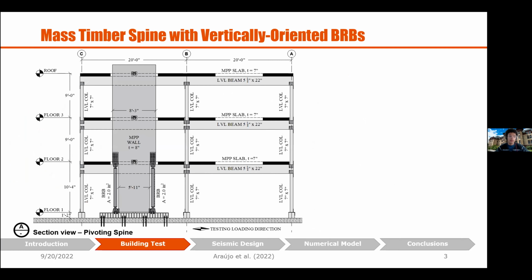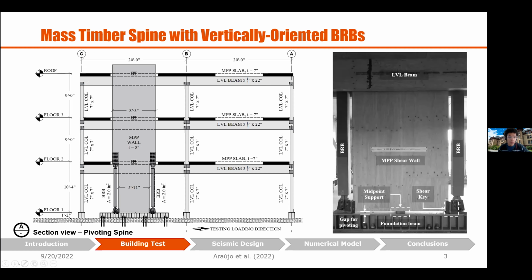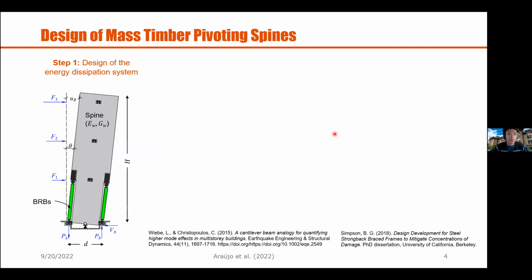So at OSU, we designed and built a three-story building that employs a mass timber pivoting spine, as you can see here, with BRBs as energy dissipators. If I zoom in, you can see how I have here a gap for pivoting. That way, the wall is really not taking any moment. The moment is taken by the BRBs, and the wall is just transferring shear while rotating freely about this point. It's not shown here, but we're working on the design of this pin connection so that it truly works as a pivoting spine.